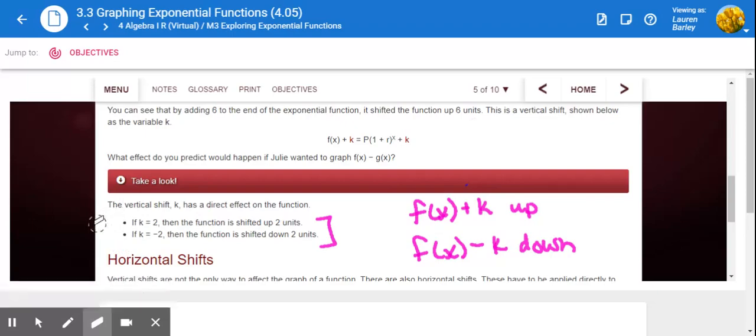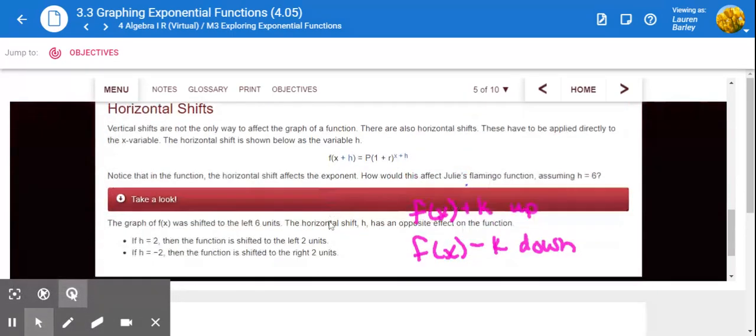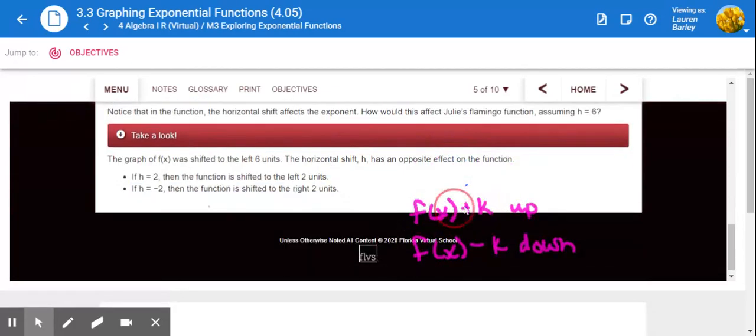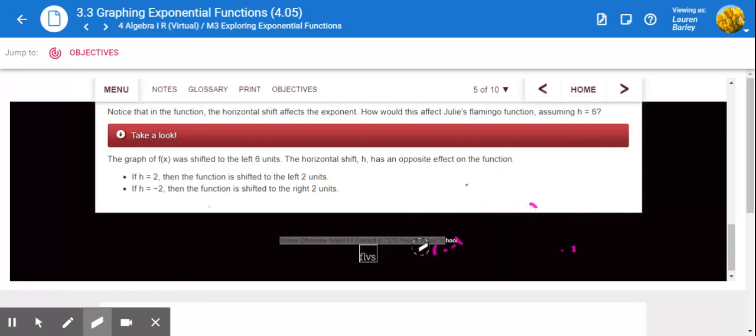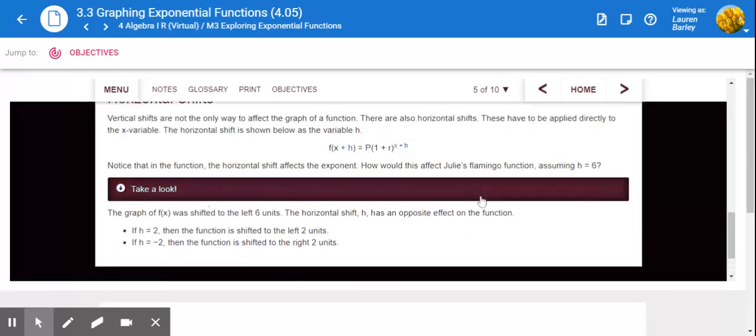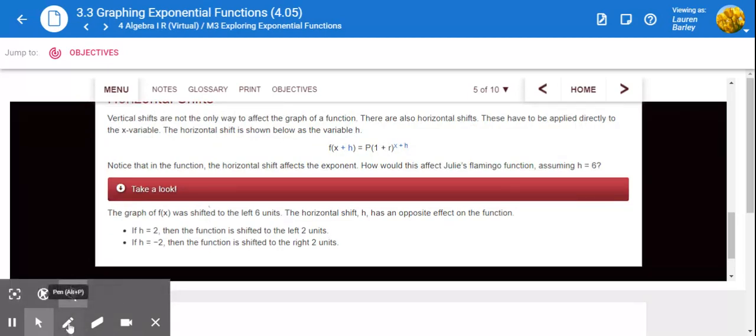Okay, similar rules apply to horizontal shifts, meaning when we are moving our graph from left to right. So, for horizontal shifts, if you add a number to the x value, not to the function, only to the x value, it will move your graph to the left. If you subtract a number from that, it will move your graph to the right.